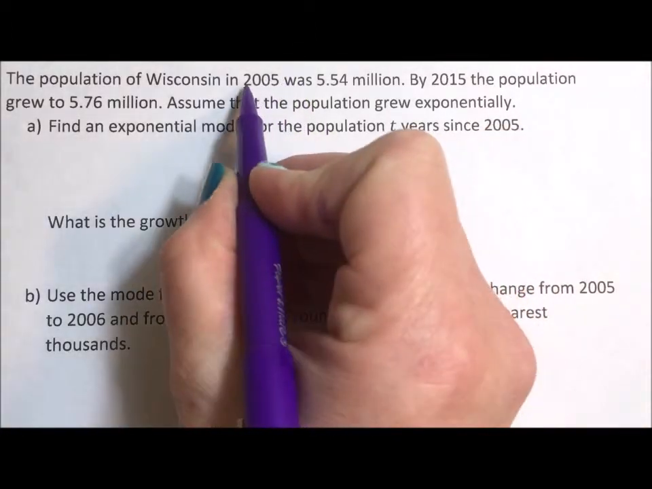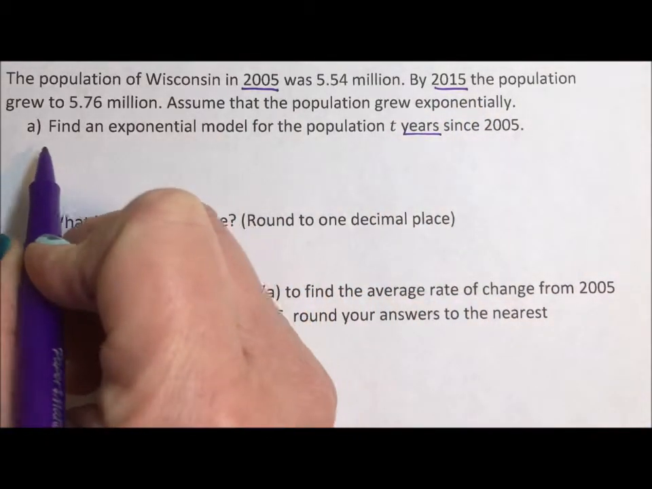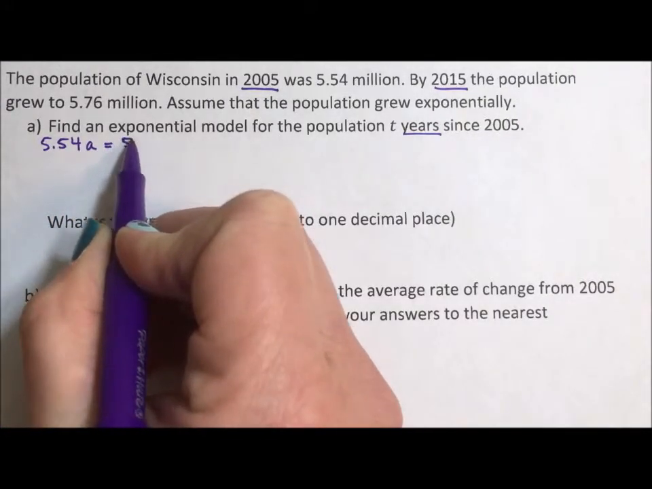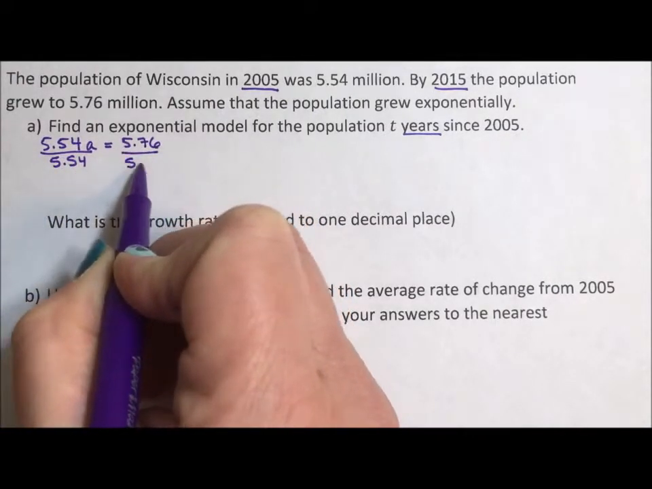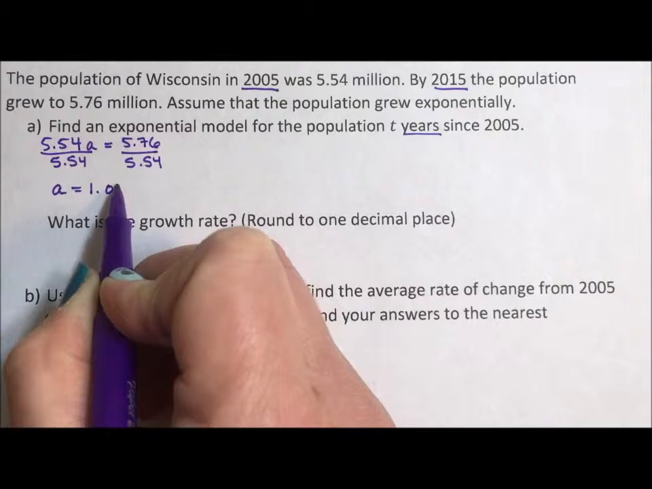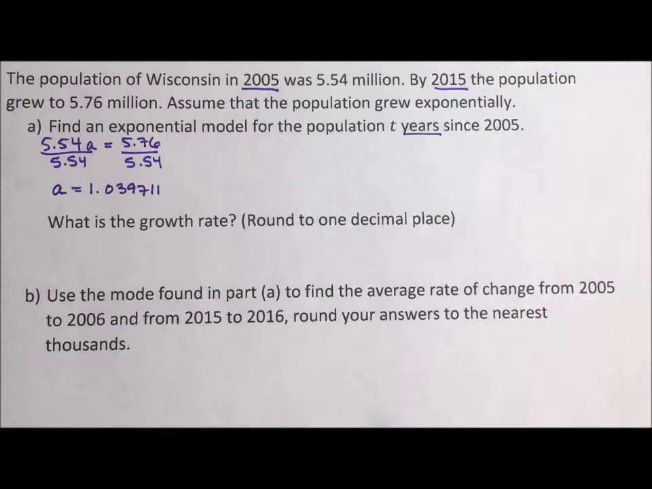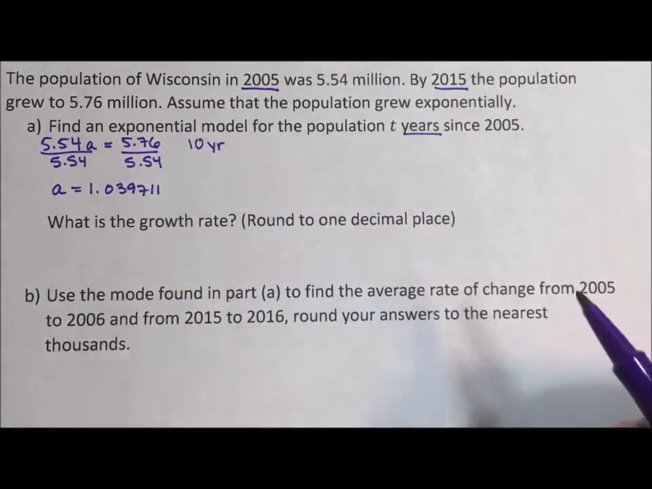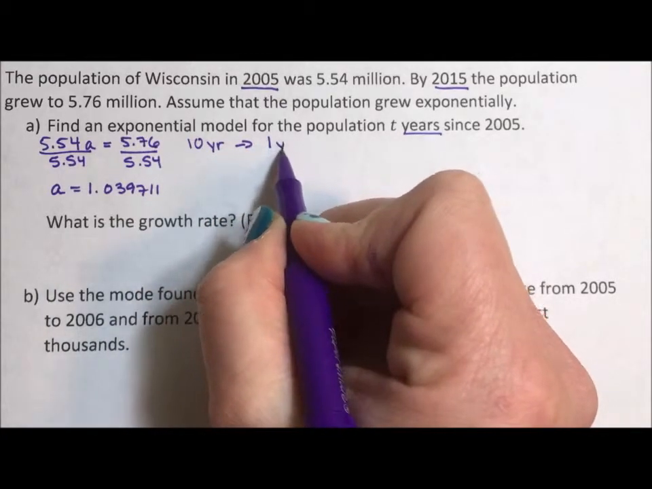Okay, so the first thing we note is that we have 2005 and 2015, and we want it in years. So if we start with the 5.54 that grew to 5.76, if we divide by the 5.54, we get that A is going to equal 1.039711. Now I don't know how far to go out yet, so I'm just going to write a bunch of decimal places for now. The problem is this is a 10-year growth factor, and I need years. I need a 1-year growth factor.